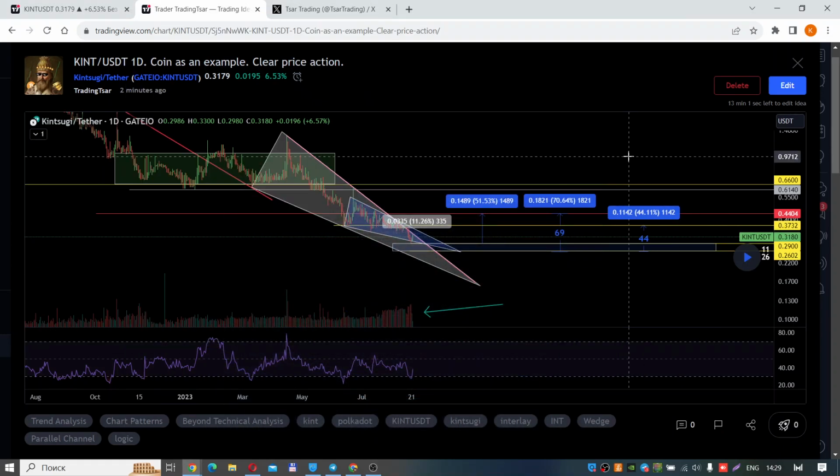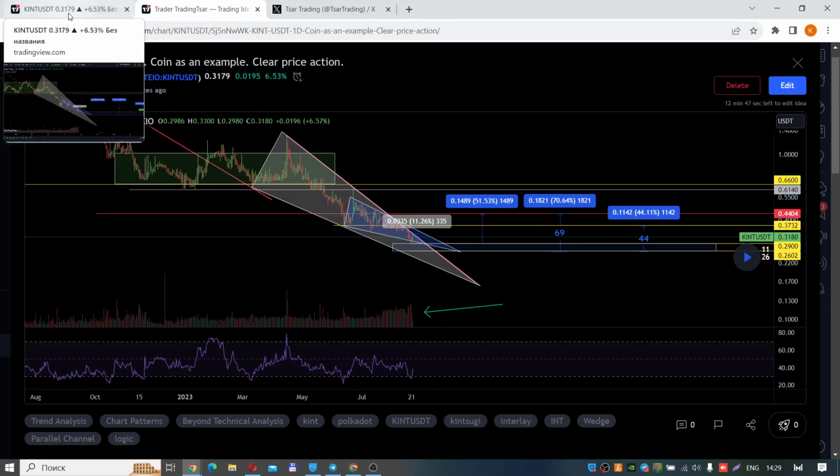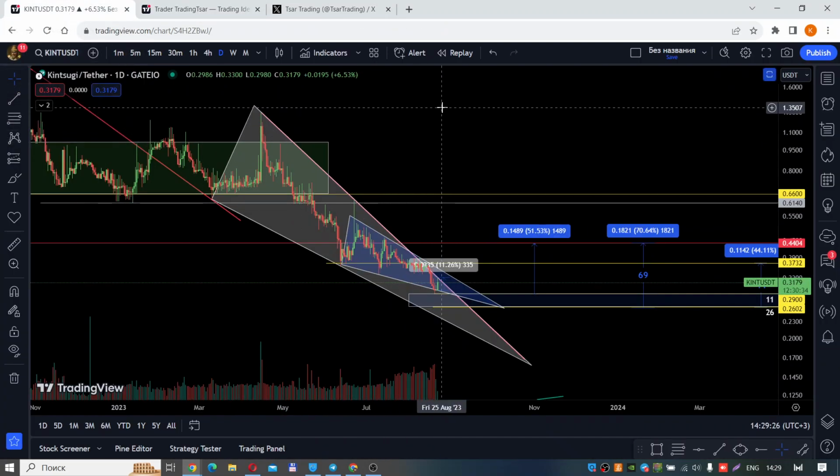Okay guys, hello everyone. In this video I want to share with you Kintsugi USDT idea. I've posted this on TradingView just recently, and now I want to share this in video format because for someone it probably will be easier to understand, and this might be more clear for somebody.